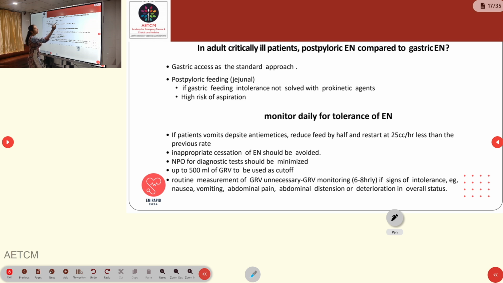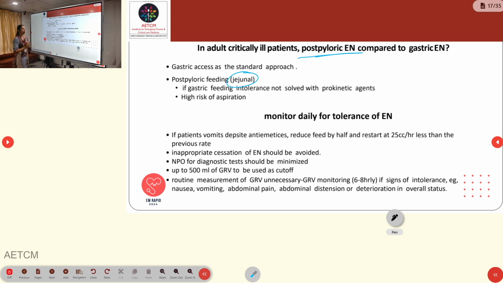So when should we consider post pyloric enteral nutrition like jejunal or PEG feeding? Usually gastric access is the standard approach, but post pyloric feeding is considered if the patient is not tolerating the gastric feed, or if the patient is having severe gastroparesis, or if the gastric feeding intolerance is not solved with any prokinetic agent, and if there is a risk of aspiration, then we will consider the jejunal approach.